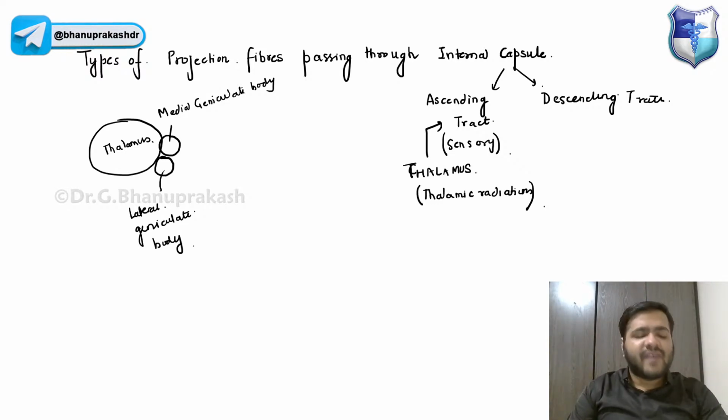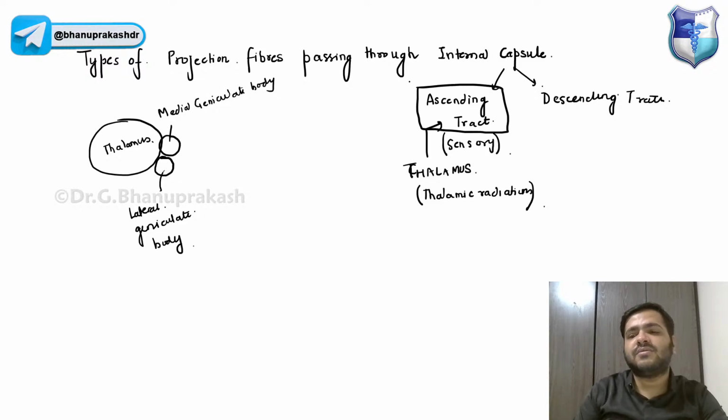Now, guys, from the thalamus, now we are discussing these ascending tracts, the ascending tracts which will be passing through the internal capsule. Now, before that, guys, just try to see over here.